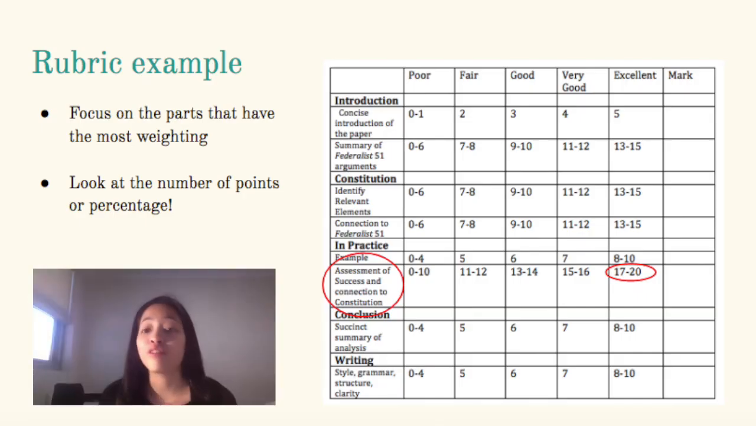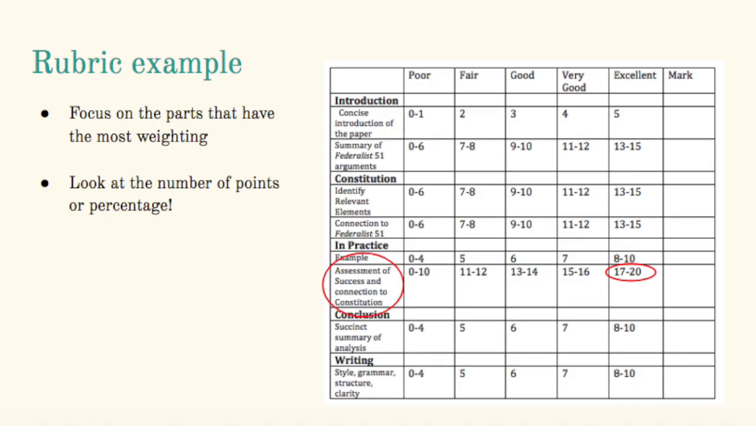Other than telling you what is expected in the assignment, it also tells you which parts to focus on. Some assignments, like the one shown in the slide, clearly show that some parts weigh more than the others. So for example, looking at the rubric, I would focus most of my efforts on perfecting the assessment of success and connection to the Constitution, as it is worth the most at 20 points. So that's all from me on the first things that I would do after an assignment is released.